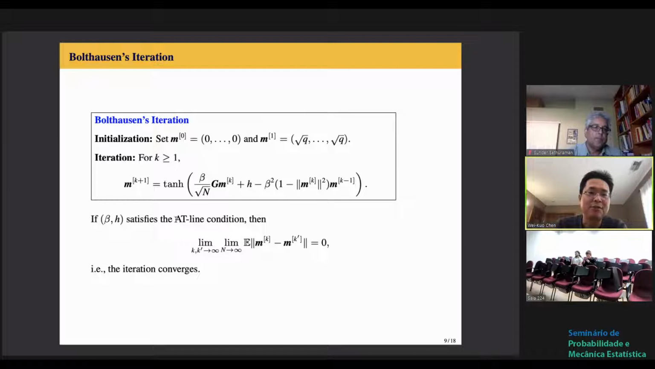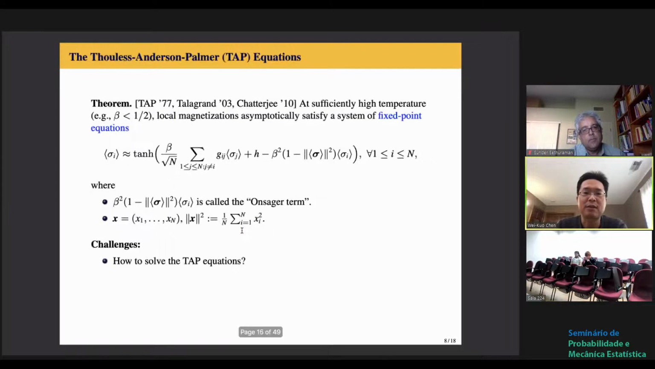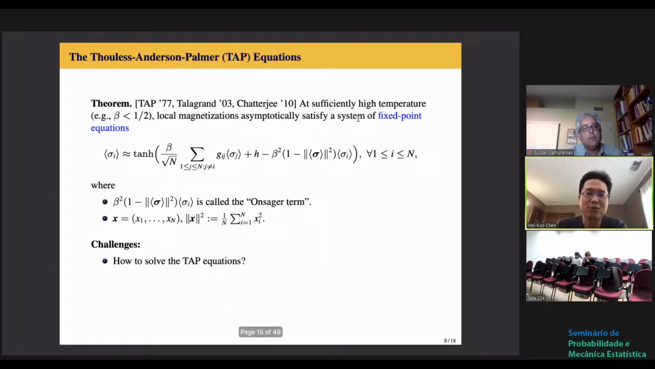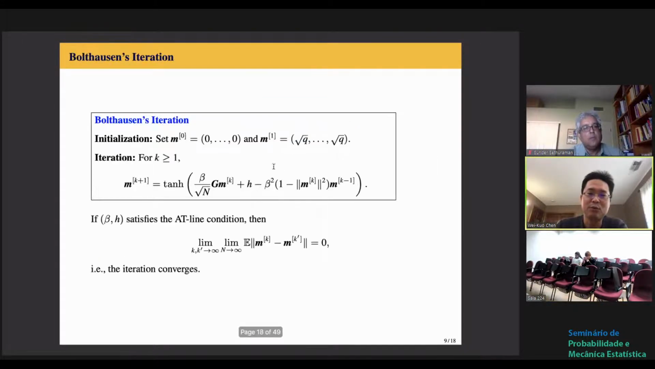But then you see a key ingredient is this. Somehow the AT condition comes into play again. So let me just remind you again, what is the AT condition? It means this inequality. As long as your beta and h satisfy this inequality, then Bolthausen will be able to show that the convergence is true. This result is true.